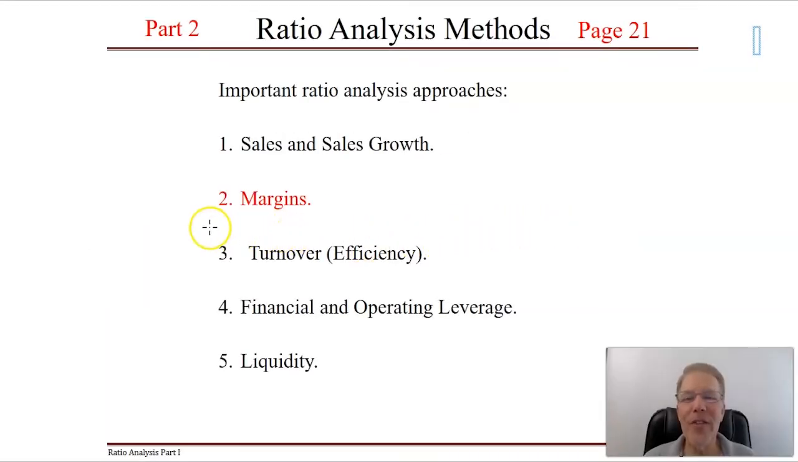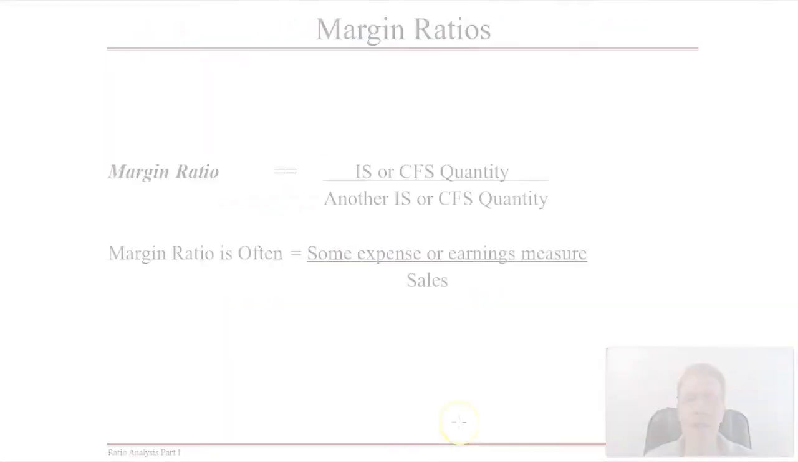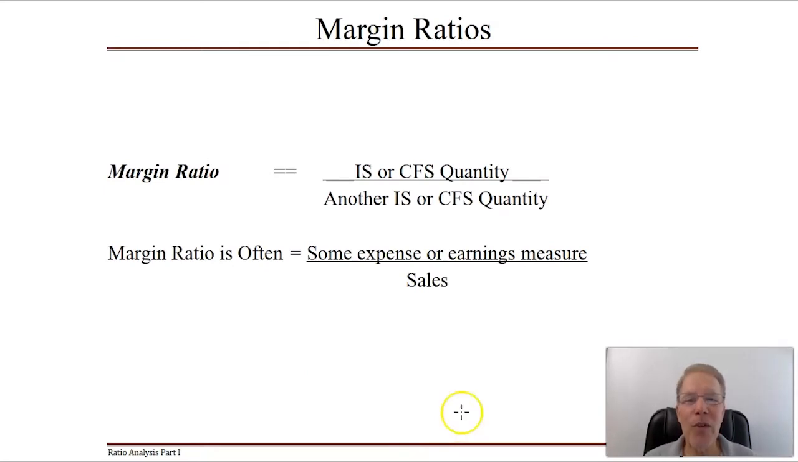All right, so now let's start looking at things through the prism of margin ratios. We're on part 2 of this chapter, and I'm starting margins out on page 21, which is where we dropped off from part 1. What do we mean by a margin ratio? A margin ratio is some income statement quantity or cash flow statement quantity divided by another income statement or cash flow statement quantity. Very often, not always, but very often, a margin ratio is some kind of expense or earning measure divided by sales.